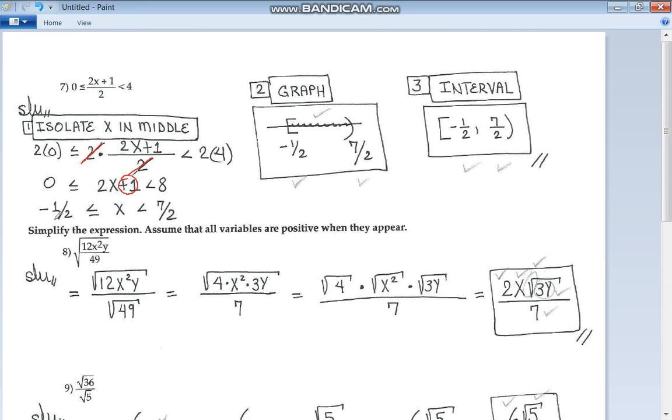regions by 2, we get negative 1/2 less than or equal to x less than 7/2. So we have our x alone in the middle. It's simplified. Now we'll actually draw a picture, a graph of this.